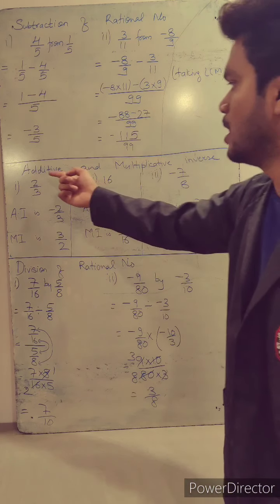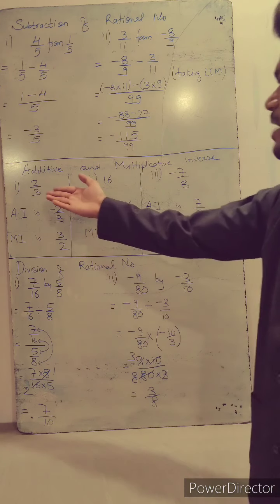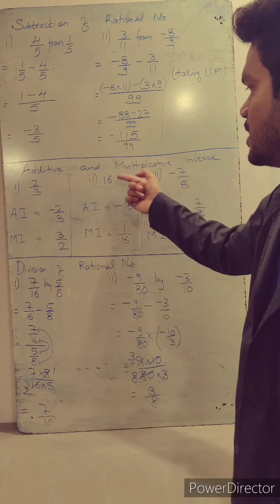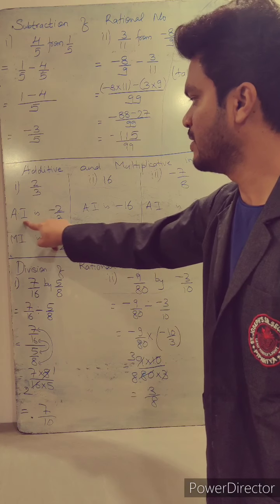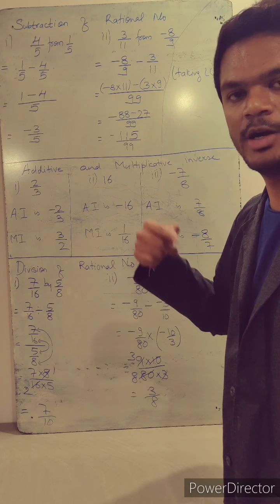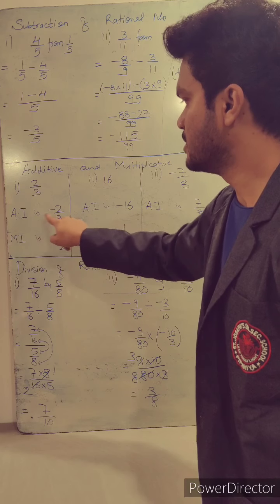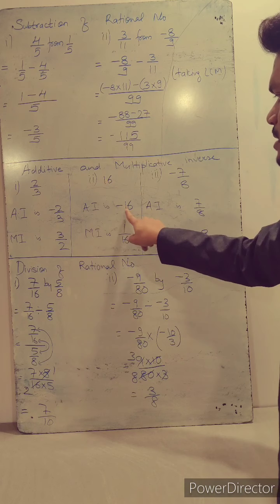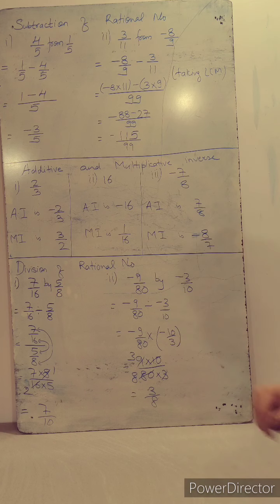After that, we will learn how to find the additive inverse and multiplicative inverse of any rational number. Here we have taken three examples. First example is 2 by 3. Second one is 16. Third one is minus 7 upon 8. If we have to find the additive inverse of any rational number, what we have to do is change the sign. We have to convert positive into negative or negative into positive. So the additive inverse of 2 by 3 is minus 2 by 3. Similarly, additive inverse of plus 16 is minus 16. Additive inverse of minus 7 upon 8 is plus 7 upon 8.